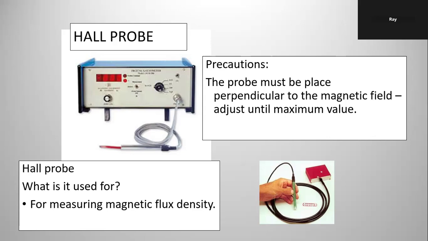Using the FN rule? Adjust until you get the maximum value. You know roughly where the field is between the magnets, so you adjust until you get the maximum value. So that is perpendicular.